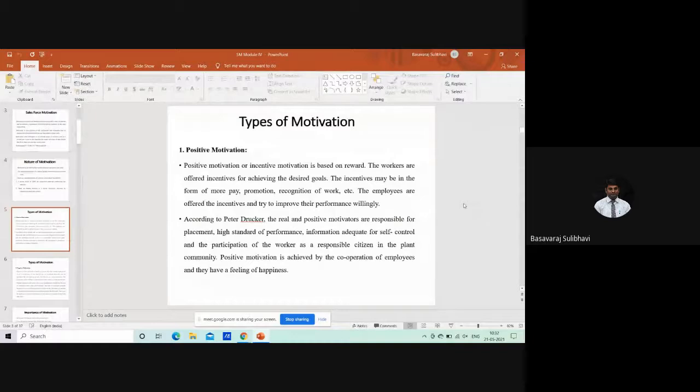These types of rewards or incentives may be in the form of pay, some amount you give them, right? Then it may be promotions, where you promote him to the next higher level, right? Then recognition of the work, like employee of the year, employee of the month, right? So giving him certain awards as recognition can also be a type of reward, or what we call positive motivation.